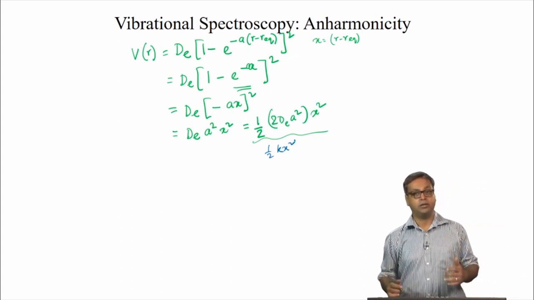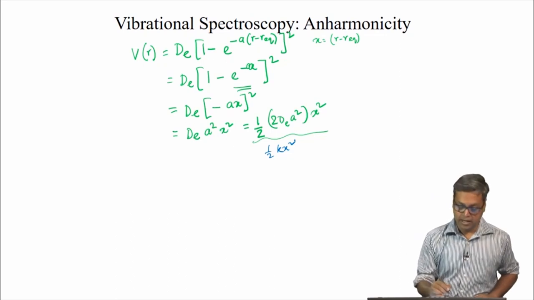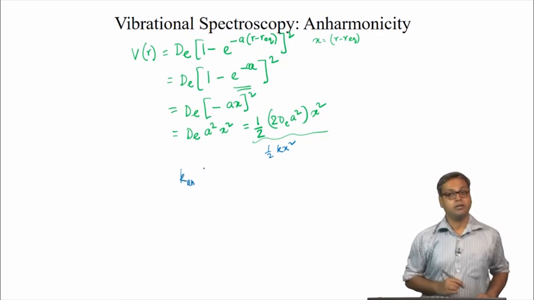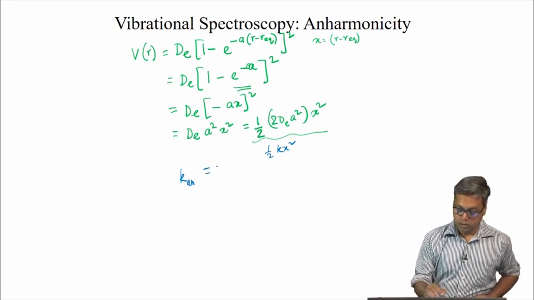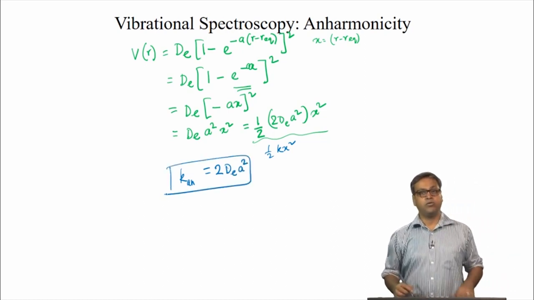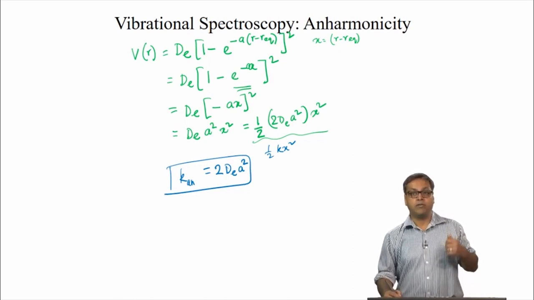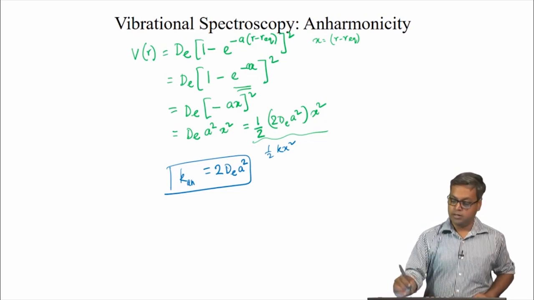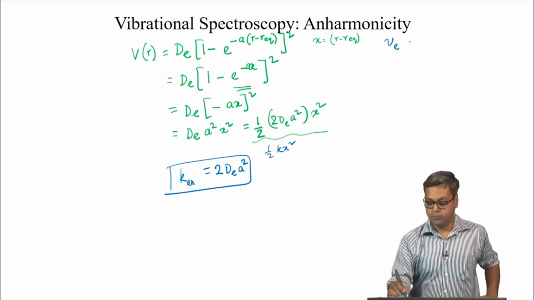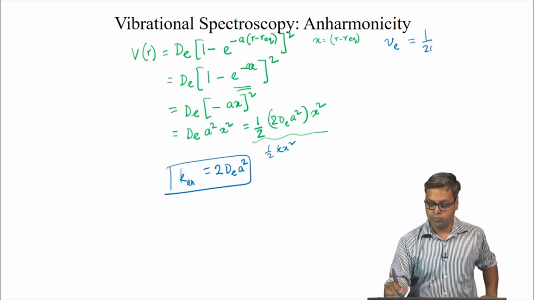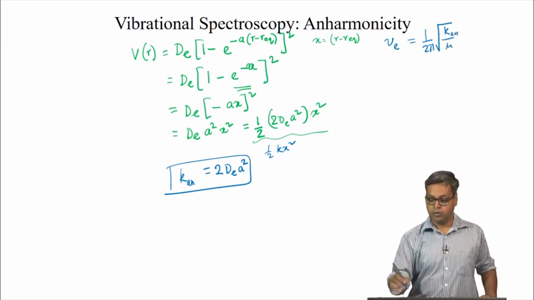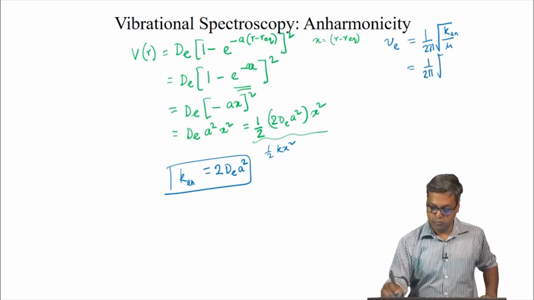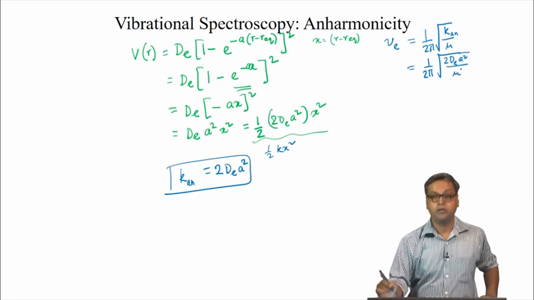So, if I compare this expression with, let us say, half k x squared, we get that the force constant k for the anharmonic oscillator is given by 2 D E times a squared. If we substitute this in our vibrational frequency, nu E, if you go back to this expression, 1 by 2 pi root over k by mu, we can write 1 by 2 pi root over 2 D E a squared divided by mu.